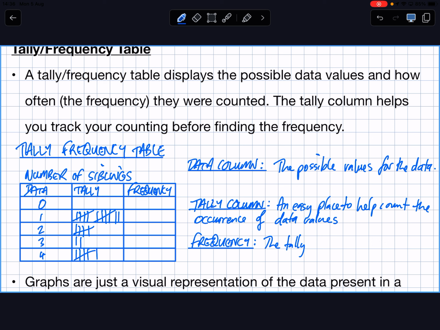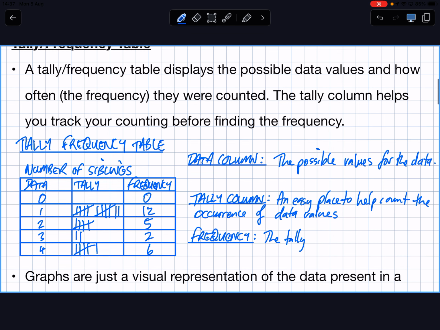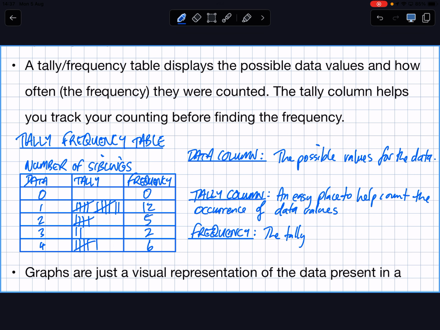Okay. Now it's clear why the tally is useful, because now what was the frequency of the data value of 0? 0. Frequency of one sibling? 12. Frequency of 2? 6. See? Evidence why you should have a tally. If you don't feel like you need it, that's fine. Just don't stuff up the frequency later.